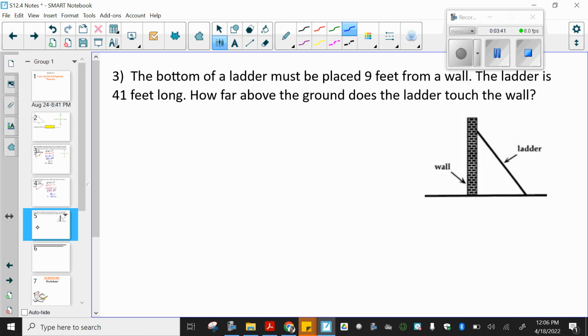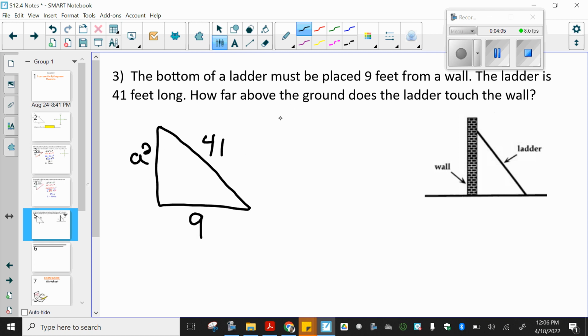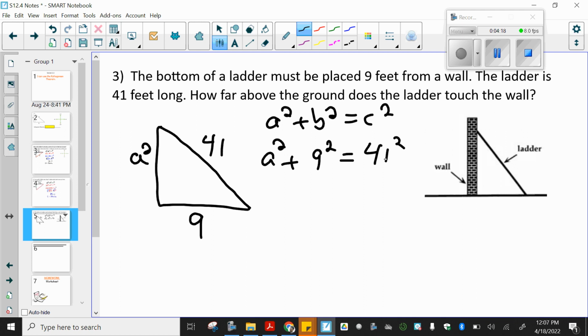One more. The bottom of a ladder must be placed 9 feet from the wall. This ladder is 41 feet long. We're going to make a triangle. So the ladder is 41 feet long. The ladder must be placed 9 feet from the wall. We want to know, let's call that a squared. So we're going to say a squared plus b squared equals c squared. We don't have a squared. B squared is 9, so 9 squared plus 41 squared.